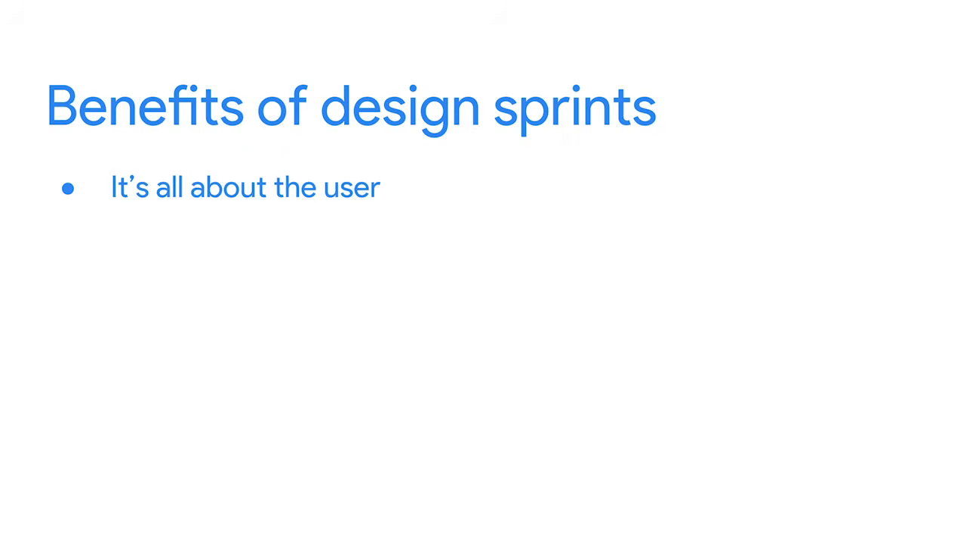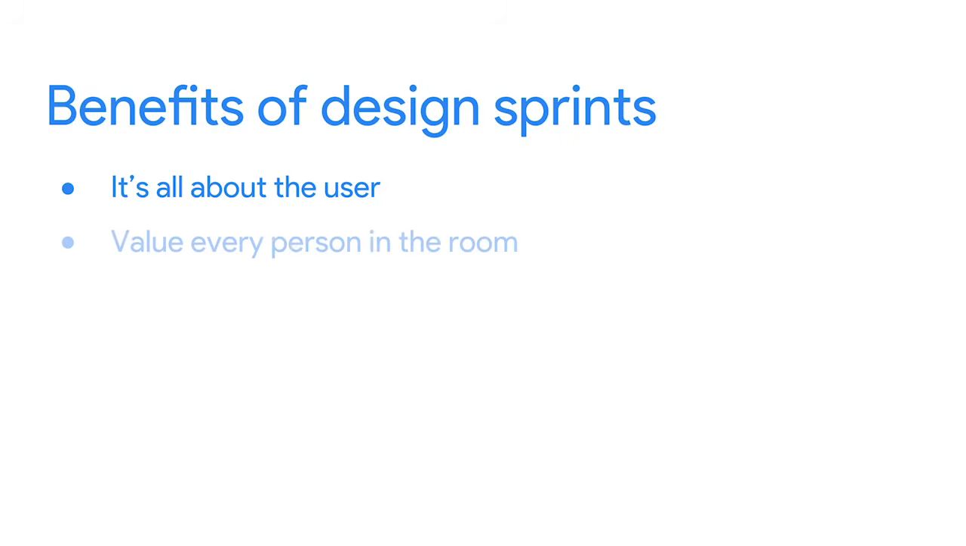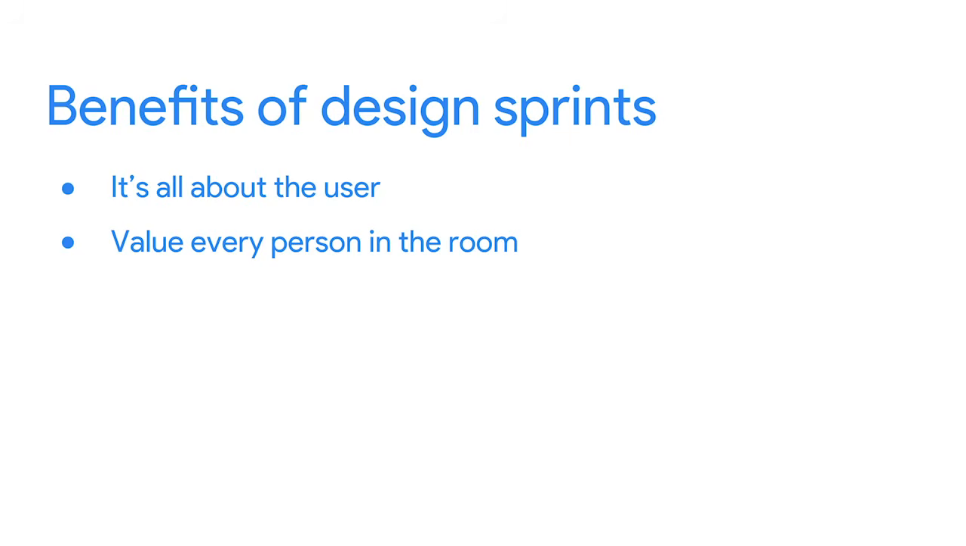First, in design sprints, it's all about the user. Sprint participants make sure the design challenge is always focused on the user and their needs. After all, it's the users who ultimately decide if your product is successful, right? Second, sprints value every person in the room, from the office intern to the senior stakeholder. Including people from lots of disciplines and experience levels is a key part of the process. Why? Because considering all angles of the problem and the solution means the best ideas will rise to the top.